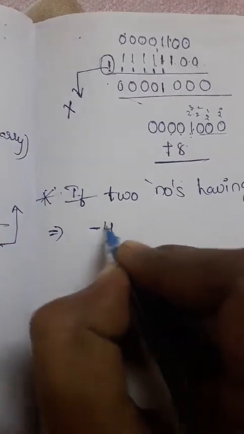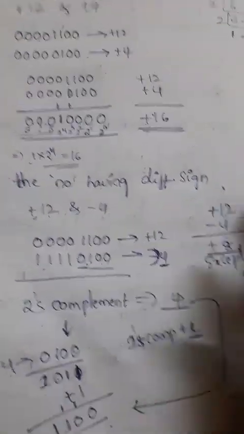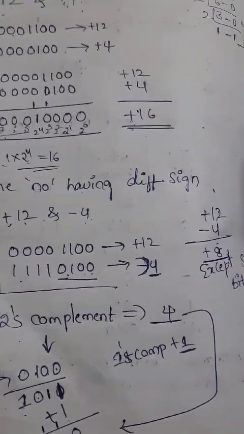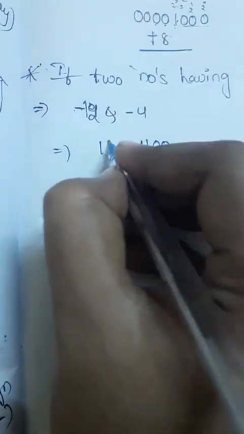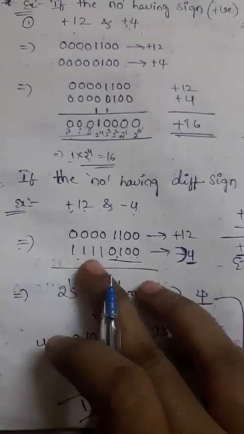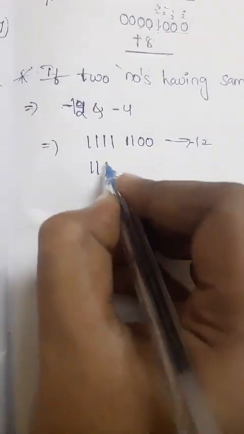So I will take minus 12 and minus 4. Generally, the binary of 12 is 1100. But minus is represented in binary as 1, right? So for minus, we write 1 followed by 1100 as 12. This is minus 12. And how do we represent minus 4?